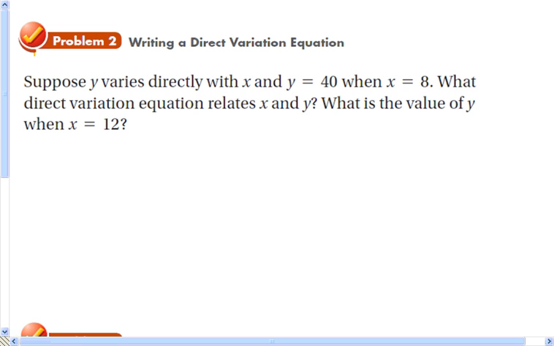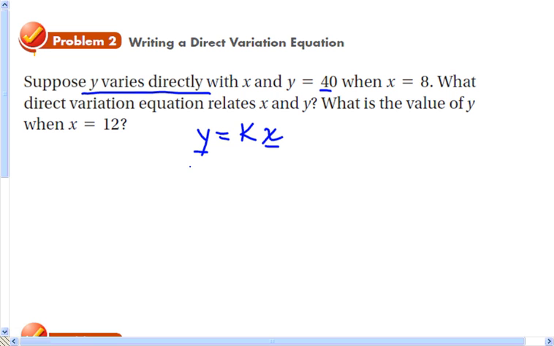All right, suppose y varies directly with x and y equals 40 when x equals 8. What direct variation equation relates x and y? What is the value of y when x equals 12? So when we say y varies directly, we're basically saying this is a direct variation. And since it's a direct variation, that means we should be able to write it in the form y equals kx. And I know a couple values, one for x and one for y, so I can substitute those in. When I do that, I can solve it and find k.